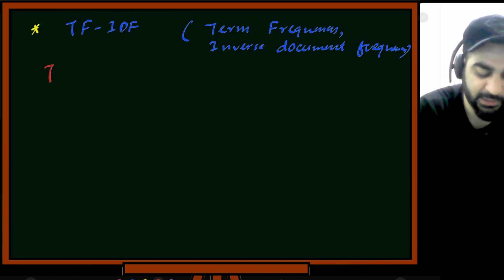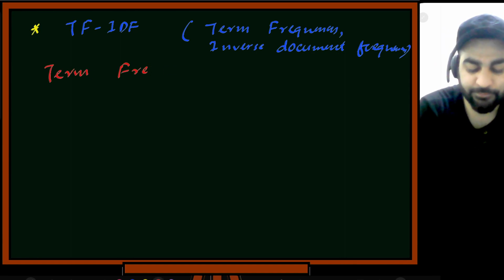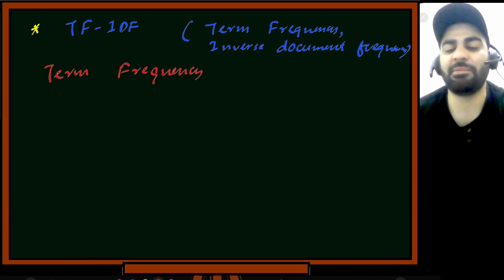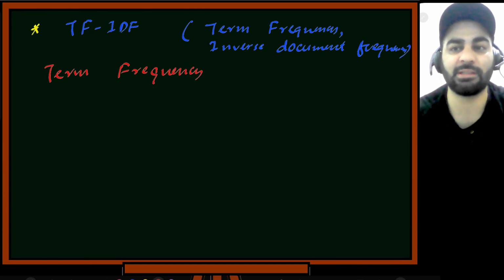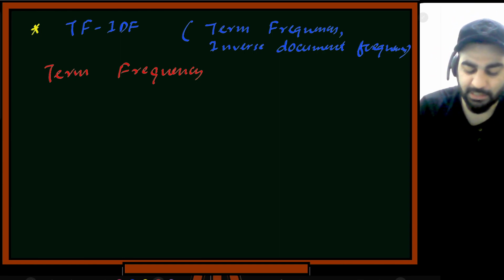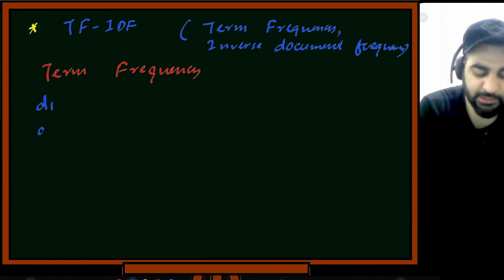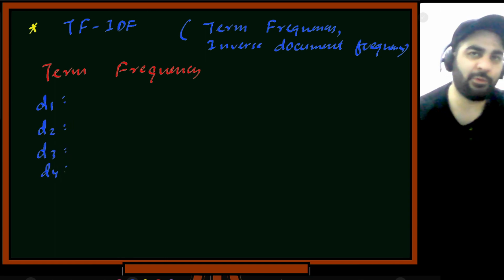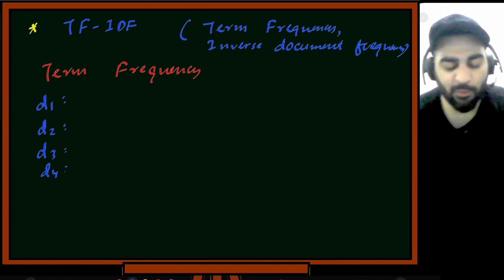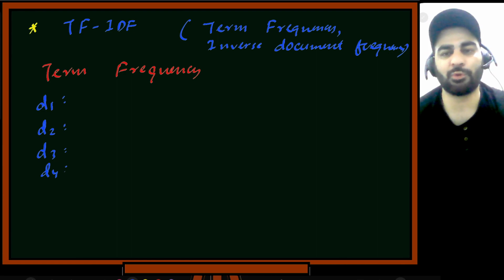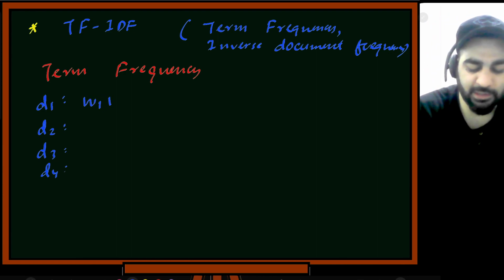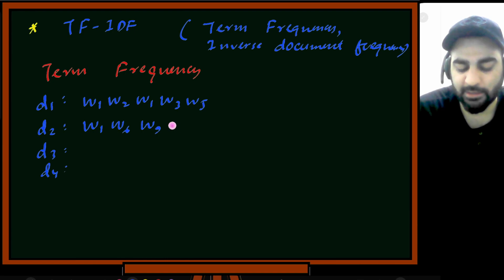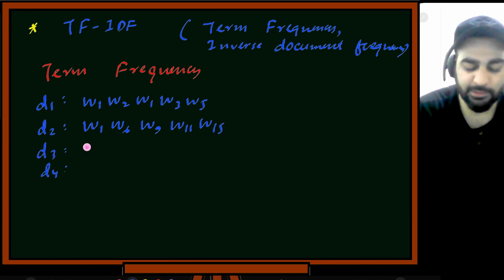First, I'll introduce what a term frequency is. By the name, it has to do something with the frequency, the number of occurrences. Let's suppose I take some documents D1, D2, D3, D4. These are my documents. The documents can be reviews, emails, whatever you have. In each document I'll have some words or tokens. So let's suppose I have word 1 here, word 2, word 1 again, word 3, word 5, word 1, word 6, word 9, word 11, word 15.